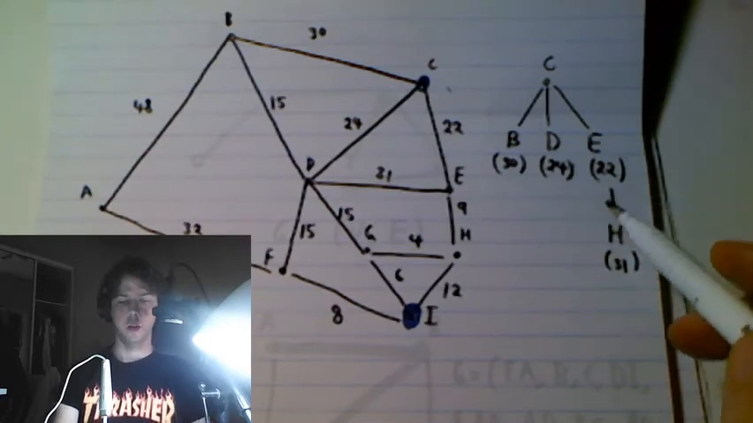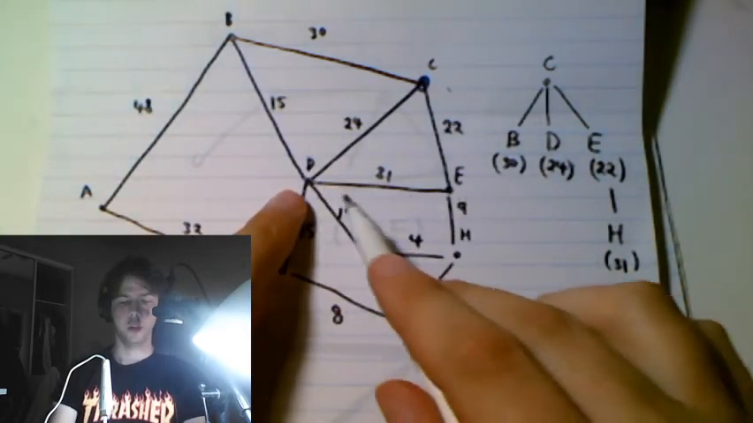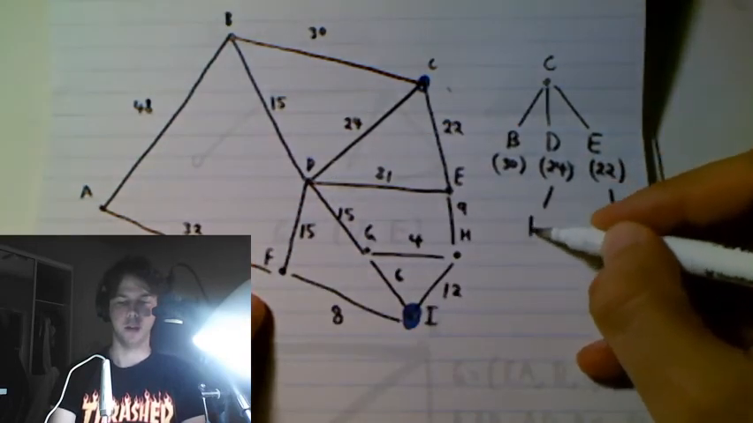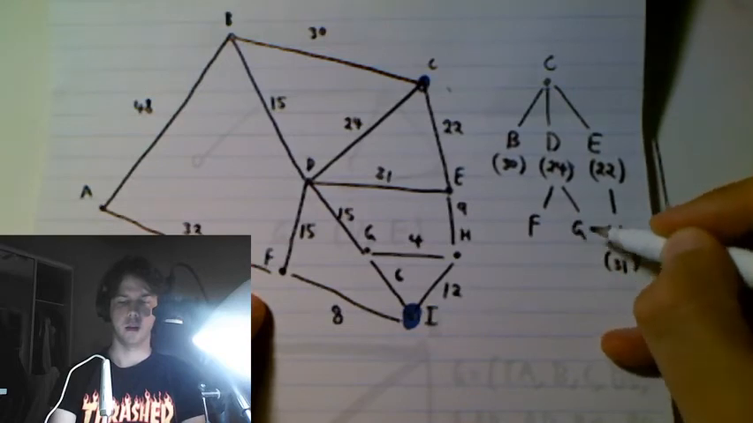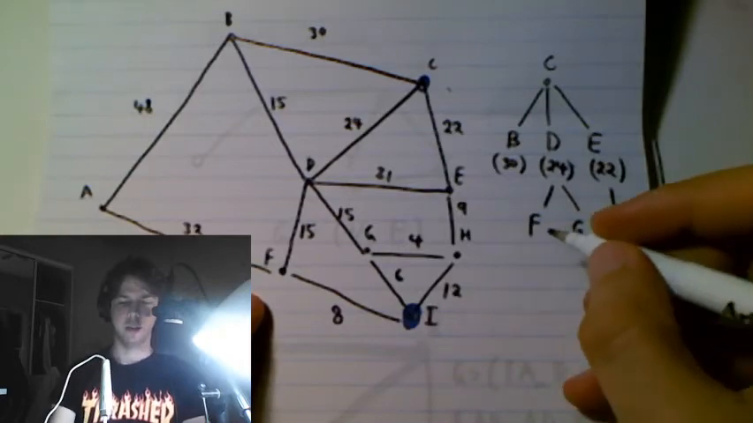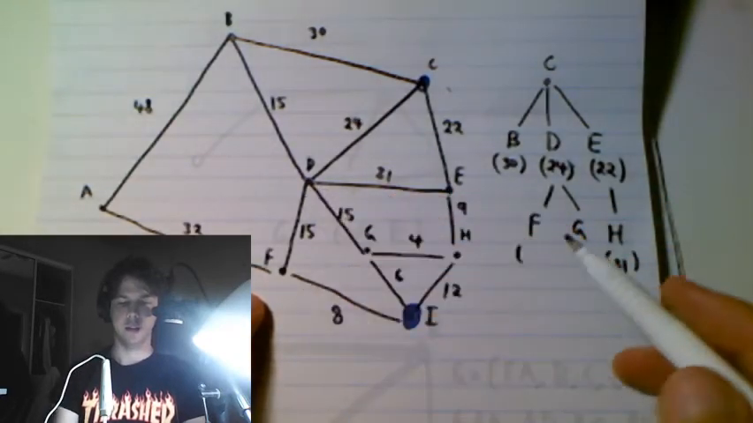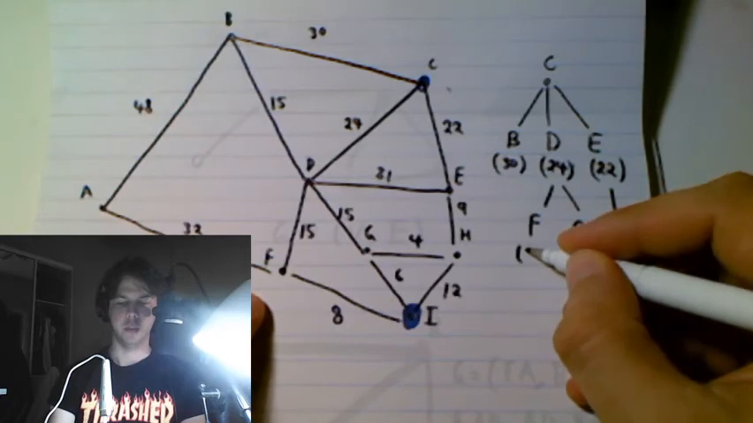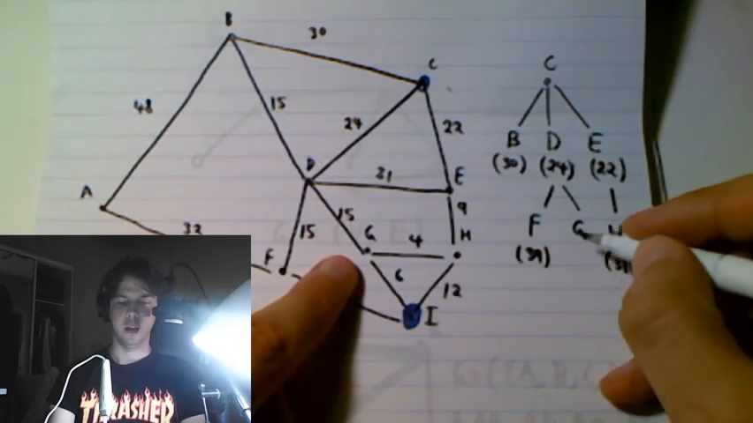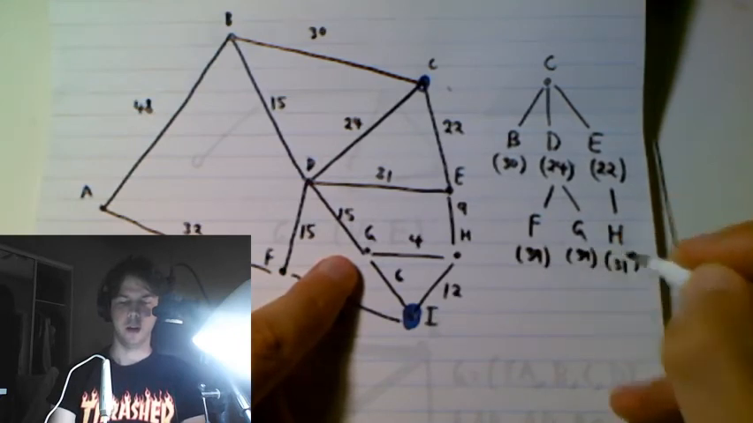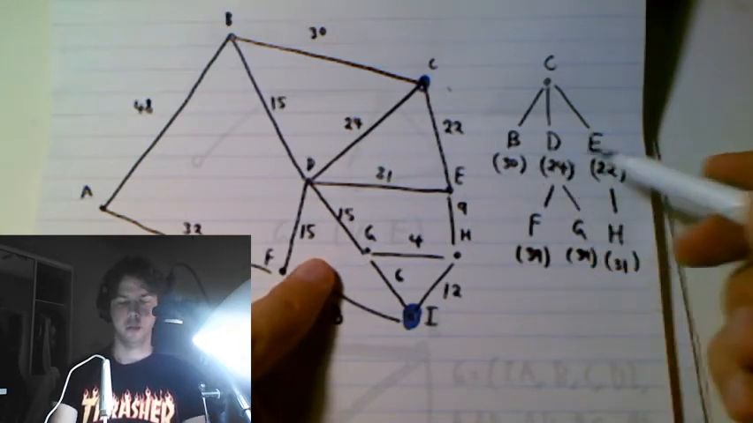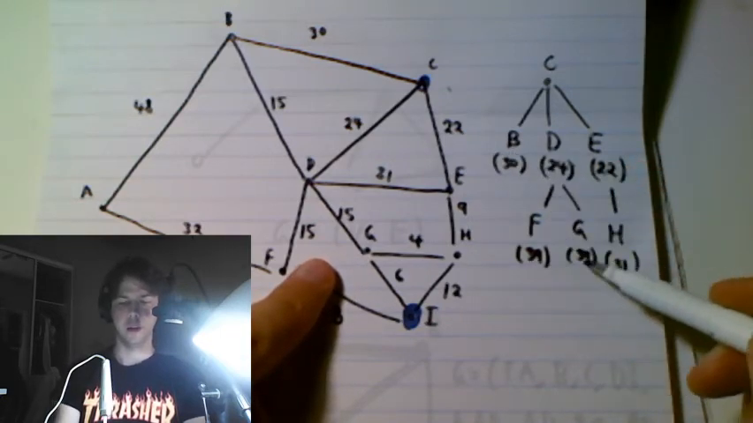So from D, we could go to E, but that's already an option, G or F. I'm going to put this in alphabetical order. These diagrams get big quickly. Okay, so to go to F, that is a distance of 15. So that puts us at 39. At G, that's a distance of 15 again. So that puts us at 39. And then where can we go from there? Well, 30, 39, 39, 31.